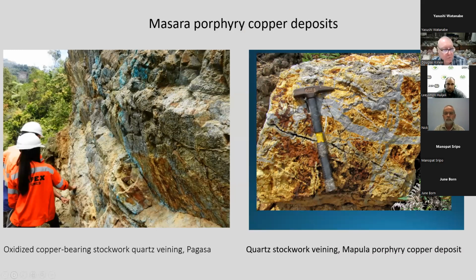Here are a couple of photos of the outcropping porphyry copper stockwork vein mineralization at Masara. These are from two different deposits, classic stockwork veining, and very underexplored, from Pagasa and Mapula porphyry copper deposits. These would be about 5 to 6 kilometres to the north of the Ivanhoe sediment-hosted gold mineralization.